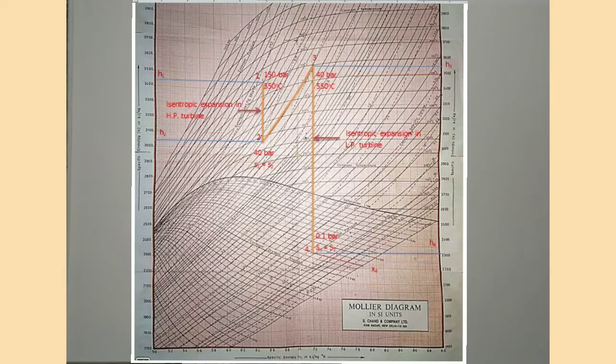Process 3 to 4 is isentropic expansion of steam in low pressure turbine. We know the pressure at state 4, it is 0.1 bar. Therefore, we can draw a vertical line downwards from state 3 to the curve of 0.1 bar pressure. At the meeting point, we can mark state 4. We can take the value of enthalpy from y-axis.